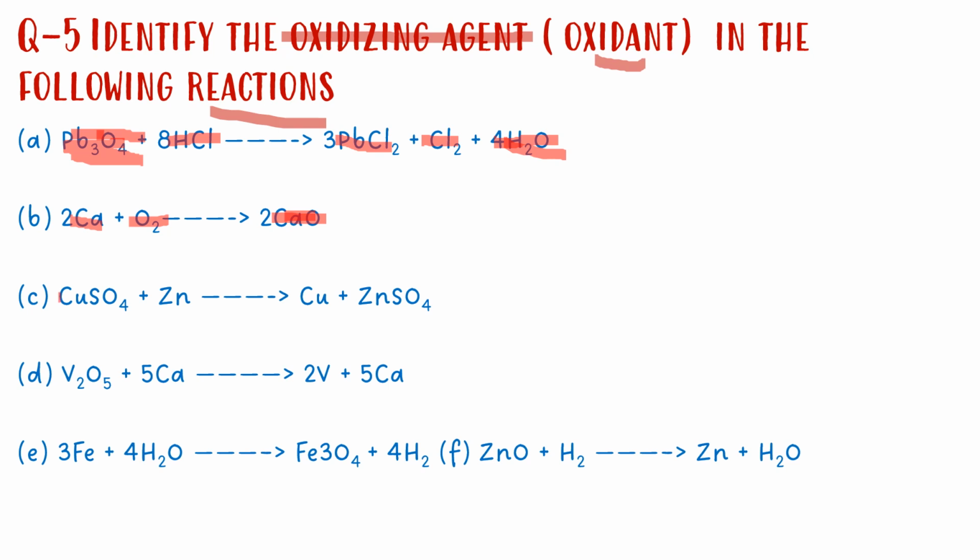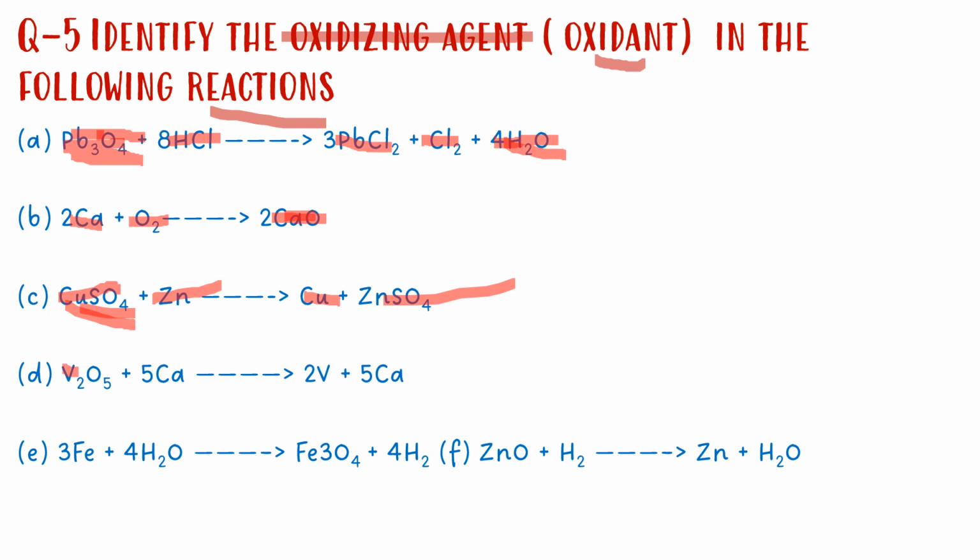For the next reaction, copper sulfate and zinc react to form copper and zinc sulfate. So, copper sulfate is the oxidizing agent as this sulfate has SO4. So, oxygen is present with copper sulfate. Later, it forms zinc sulfate. That is, this oxygen is merging with zinc. So, copper leaves oxygen and zinc gains oxygen.